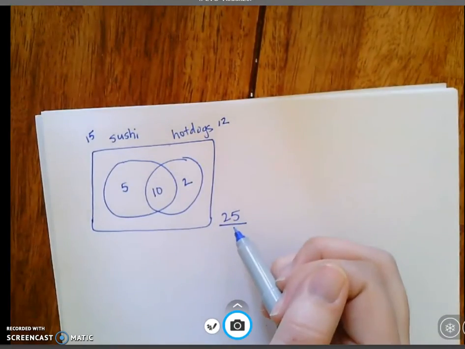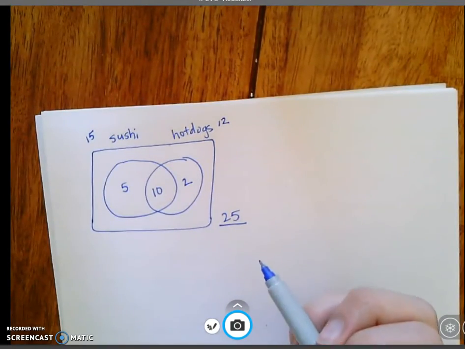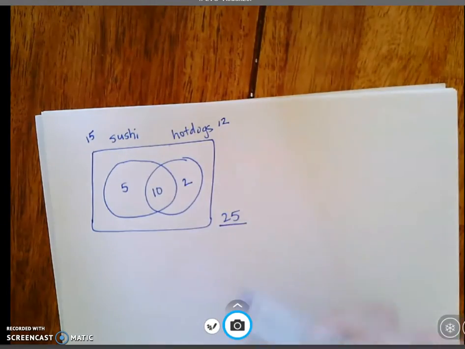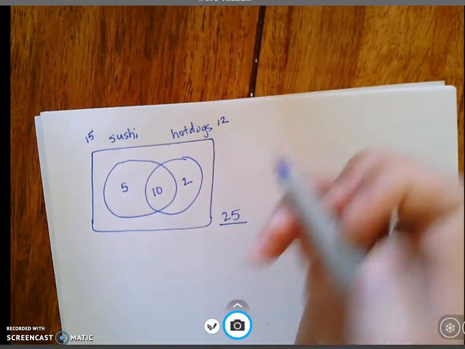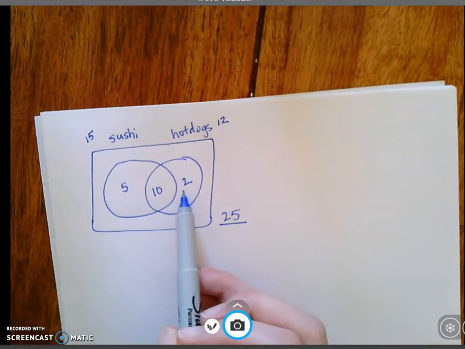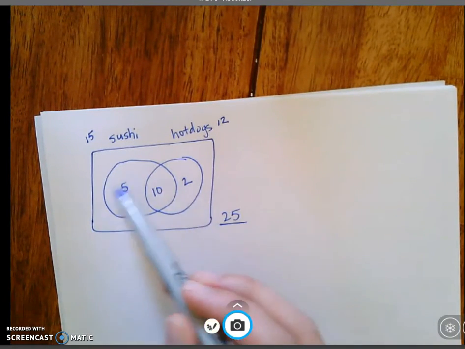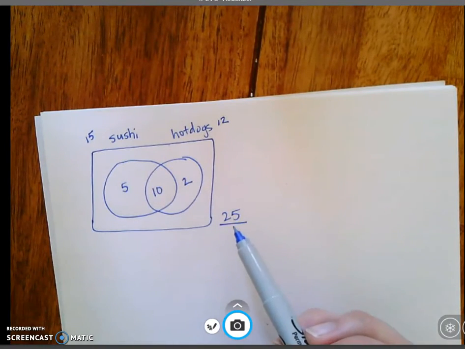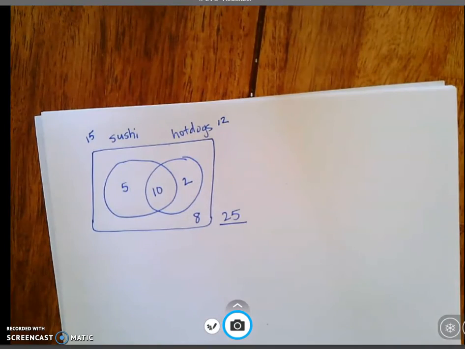Now, there's 25 people in class, which means it is totally possible that there are some people who don't like sushi or hot dogs. They don't like either one. Let's see how many of those. If there's 5 here plus 10 here, that makes 15, plus 2 more is 17. That's only 17 kids out of 25. That means I am missing 8 kids. So there's 8 kids who don't like either one.